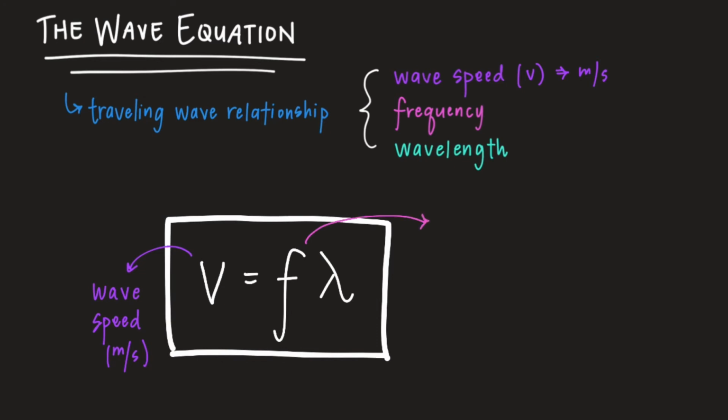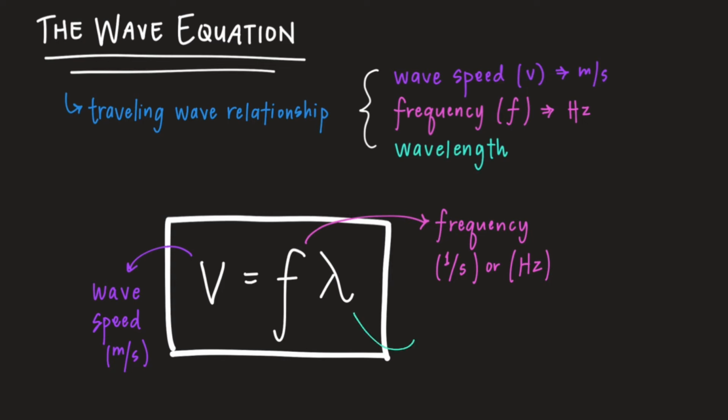F is our variable for frequency, and we know frequency is measured in 1/seconds, or more formally, hertz. A hertz is a 1/second. So frequency is our variable F, and is measured in hertz.